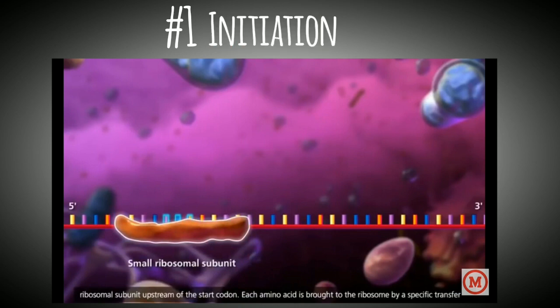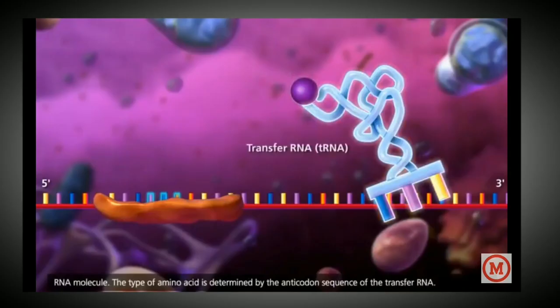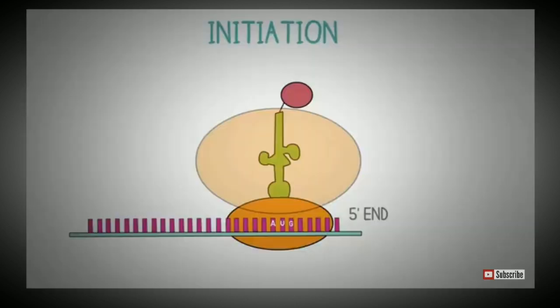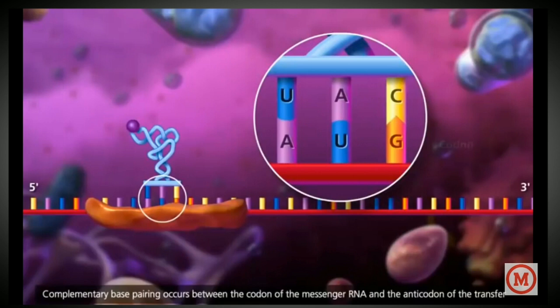Translation begins with the mRNA strand binding to the small ribosomal subunit upstream of the start codon. Each amino acid is brought to the ribosome by a specific transfer RNA molecule. The type of amino acid is determined by the anticodon sequence of the tRNA. Therefore, complementary base pairing occurs between the anticodon and the codon of the mRNA.